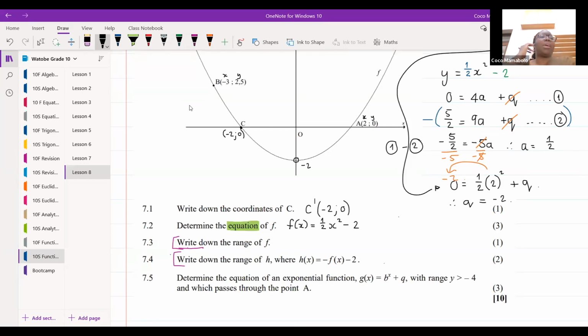Okay, Londeka says, ma'am, I got lost at 7.1. Where did you get -2? All right, Londeka, this graph is symmetrical about the x-axis, which means this point from here to there is 2 units long. If we look in the other direction, it also needs to be 2 units long from 0. But these are all your negative x values on this side. So the x value over here needs to be -2 and not +2. That's where we get the idea that C is equal to -2.